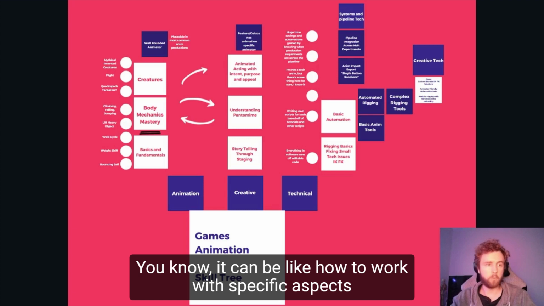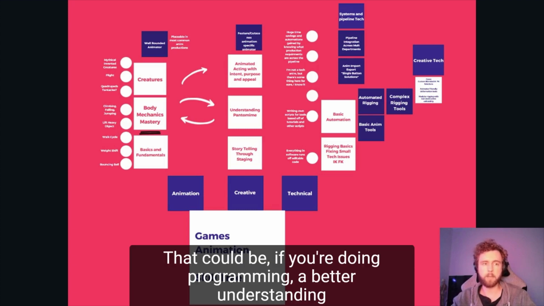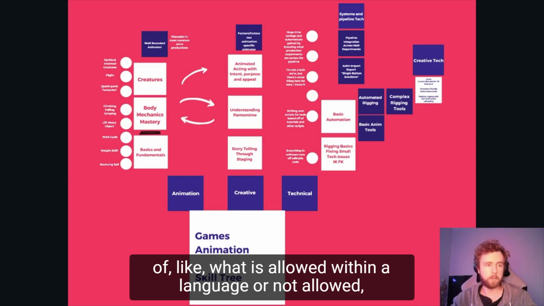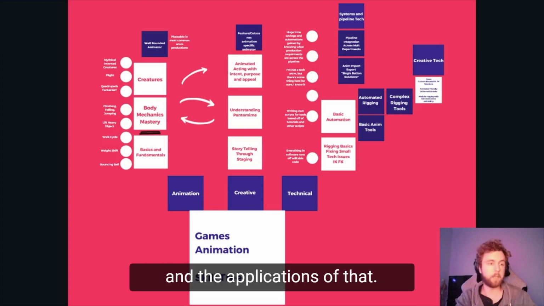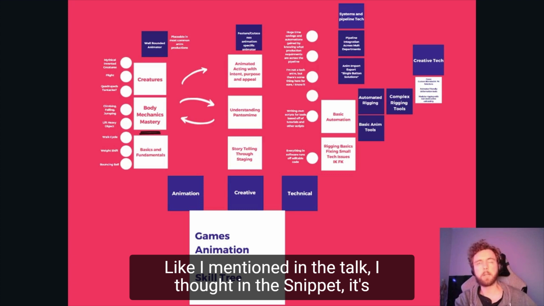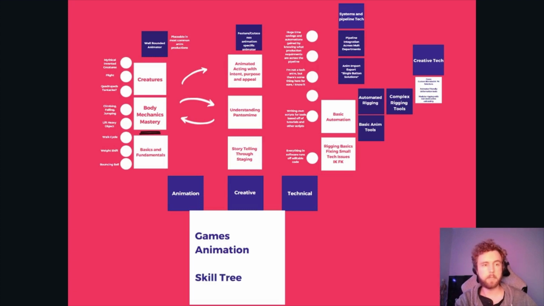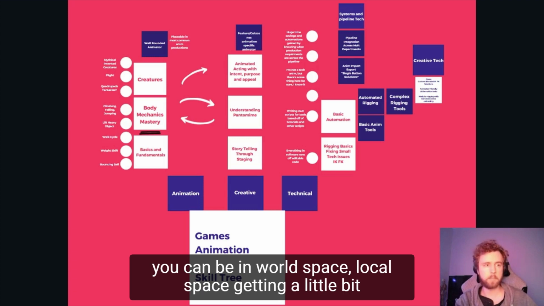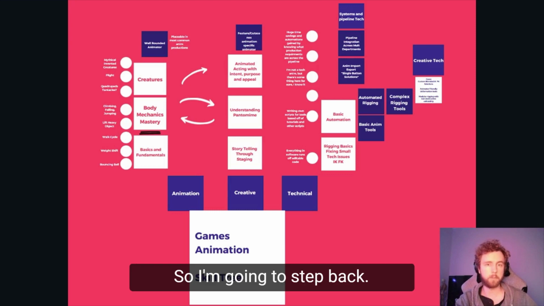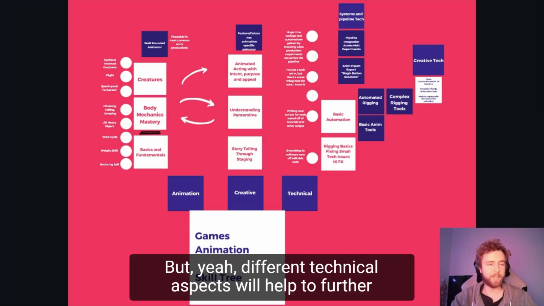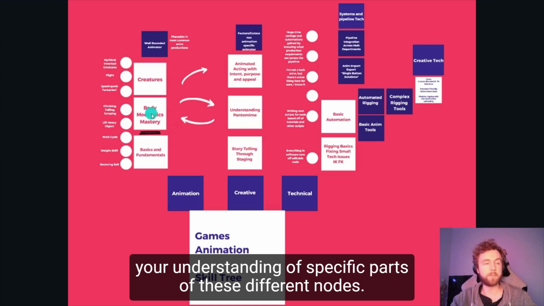And so that can be various things. It can be how to work with specific aspects inside of a software. That could be, if you're doing programming, a better understanding of what is allowed within a language or not allowed, and the applications of that. Like I mentioned in the talk or in the snippet, it's knowing when to use IK and FK, and different spaces that you can be in, world space, local space. Getting a little bit too techy, but I'm going to step back. But yeah, different technical aspects will help to further your understanding of specific parts of these different nodes.